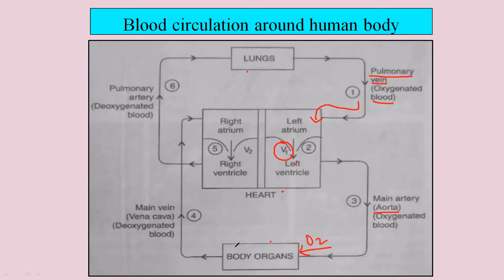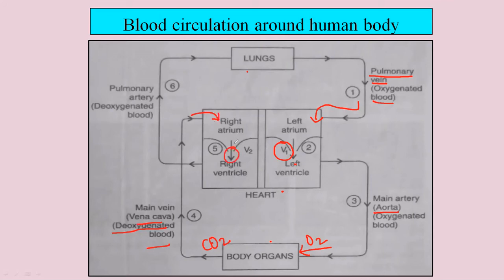Then different body organs produce carbon dioxide as a waste. Now this carbon dioxide comes into the blood and the blood becomes deoxygenated. This deoxygenated blood is carried by different veins, and then these veins combine in the vena cava, which is the main vein. This main vein carries deoxygenated blood and brings it into the right atrium or right auricle.